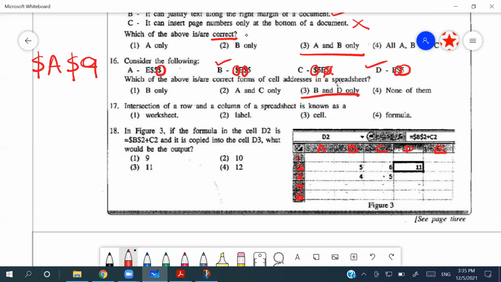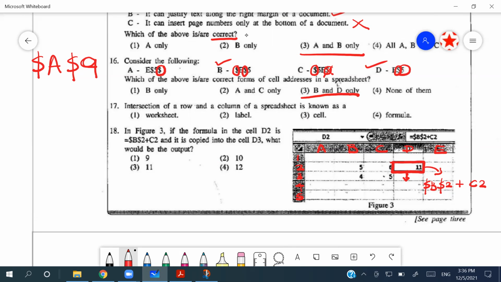In 18, they're asking: in figure 3, if the formula in cell D2 is $B$2 plus C2, so D2 means the highlighted one, and it is copied into the cell D3. That means it's going to copy to the very next cell, which is D3, on the same column, towards the bottom. So when it is copied downwards in the same column, the component that's going to change is the number, or the row header. The letter is not going to change in the cell references because it is the same column, right?